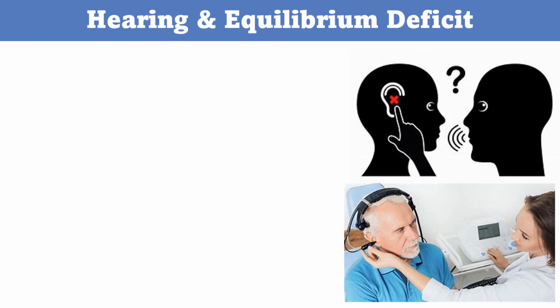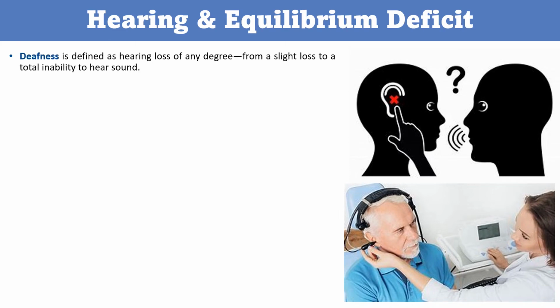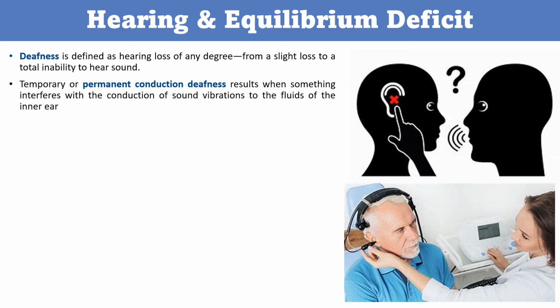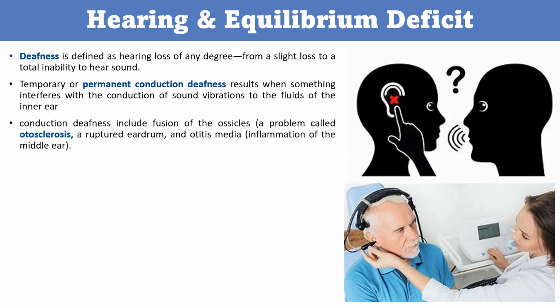Hearing and equilibrium deficits. Deafness. Deafness is defined as hearing loss of any degree, from a slight loss to a total inability to hear sound. Temporary or permanent conduction deafness results when something interferes with conduction of sound vibrations to the fluids of the inner ear. Conduction deafness includes fusion of the ossicles, a problem called otosclerosis, a ruptured eardrum, or otitis media, inflammation of the middle ear.